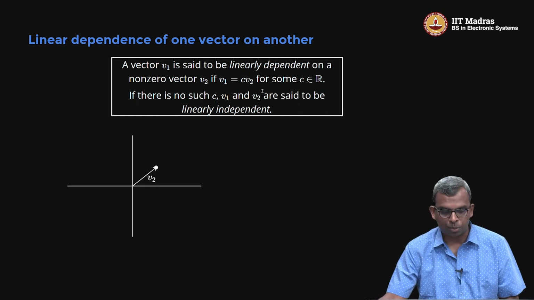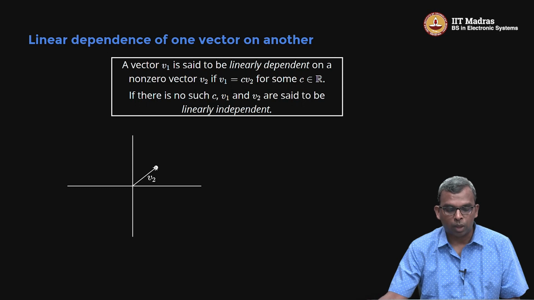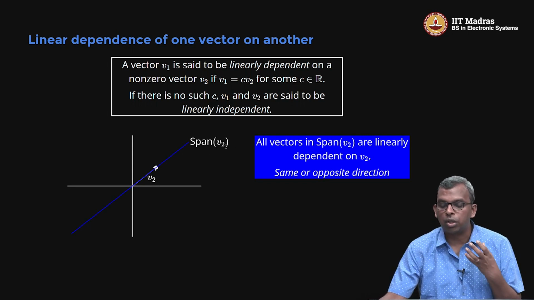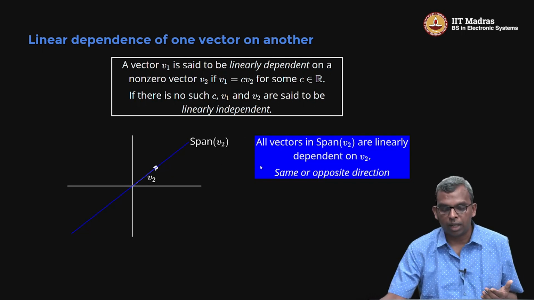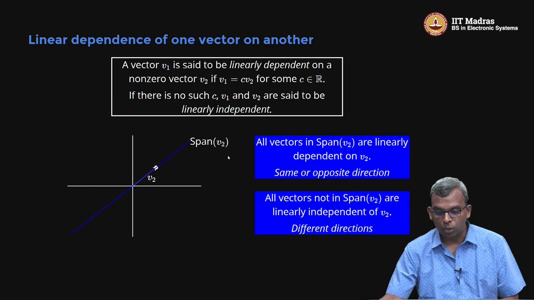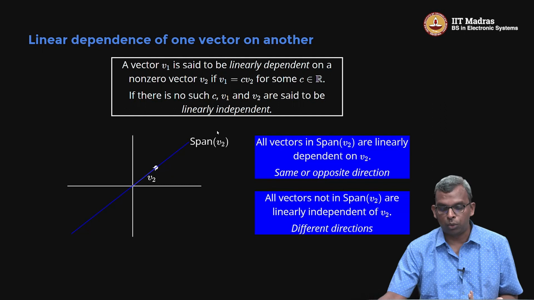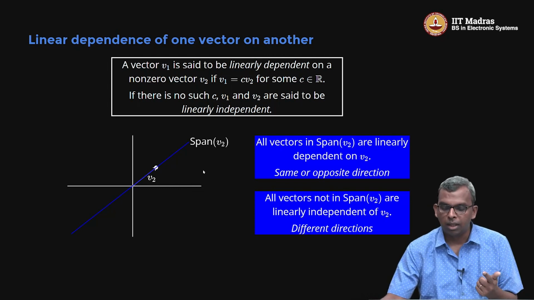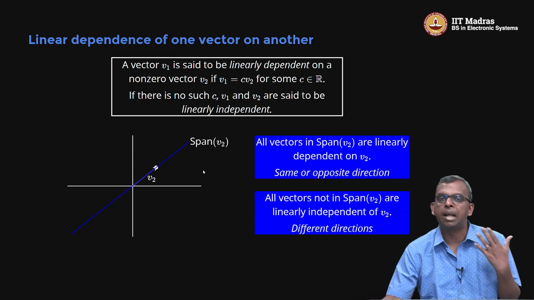Okay, so this definition is easy to picturize. You have v2 here. What are all the vectors that are linearly dependent on v2? It's the line through the origin, right, which is the span of v2. Okay, so that's the crucial definition. So all vectors in the span of v2 are linearly dependent on v2. Basically, any vector that is in the same direction as v2 or the opposite direction ends up being linearly dependent on v2. All other vectors that are not in the span of v2 are linearly independent of v2. Basically different directions. Any two vectors that are in different directions are linearly independent in R2. If they are in the same or opposite direction, they are linearly dependent in R2.